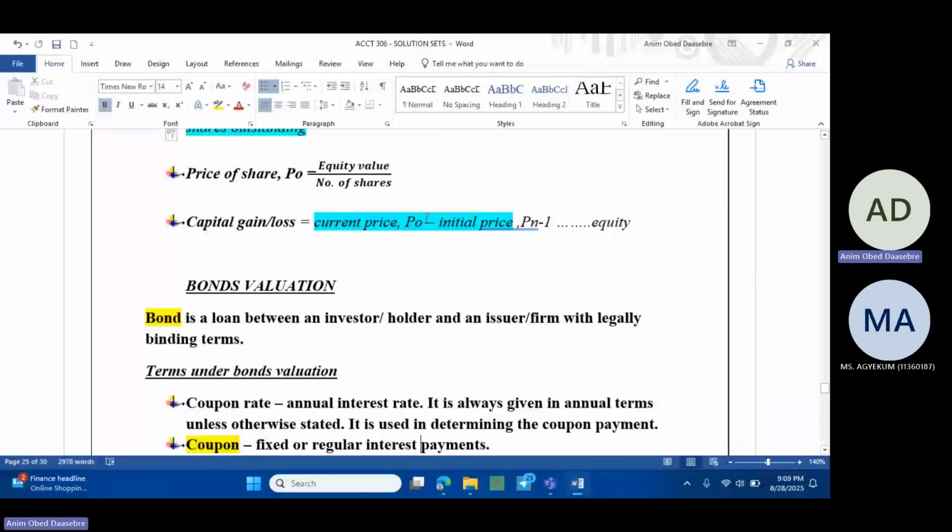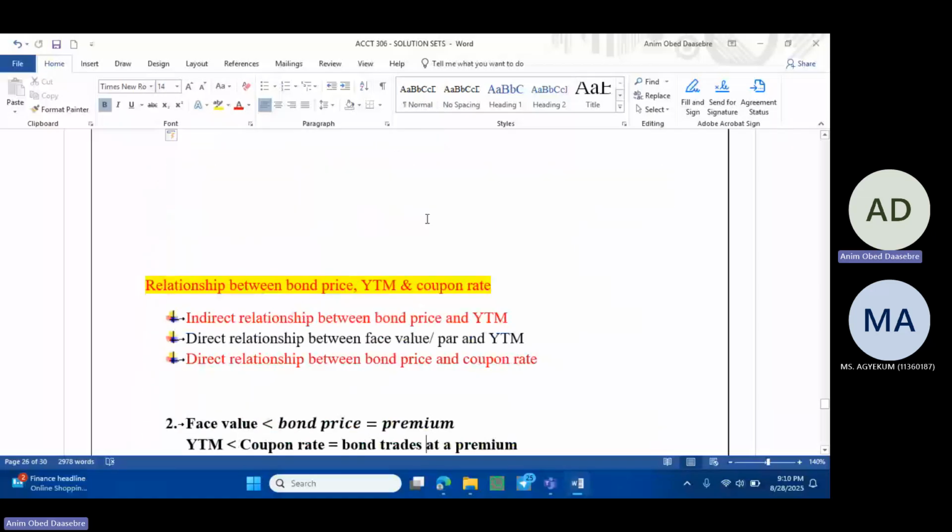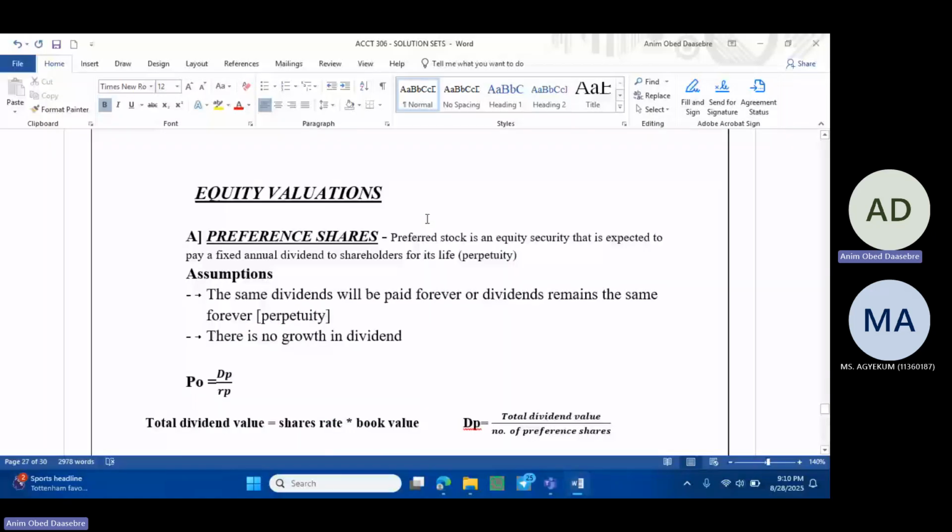So since we went through all these things the other time, then I think we can move on and continue with the remaining aspect that we couldn't catch on. So we got to the equity valuation. Now we are done with bond valuation, finding the current price of a bond from the total value of the firm. Now we are moving on to the equity valuation.